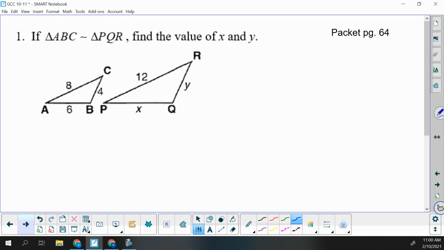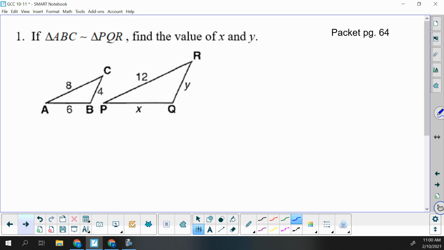All right, so we're going to start on page 64. Last class we did the construction and proof review ones. We're going to do the other review ones today. So we'll start on page 64 and we'll look at number 1. So they tell us the triangles are similar.